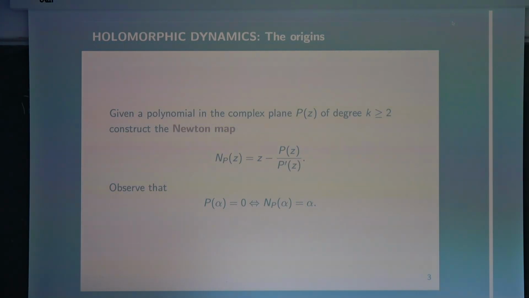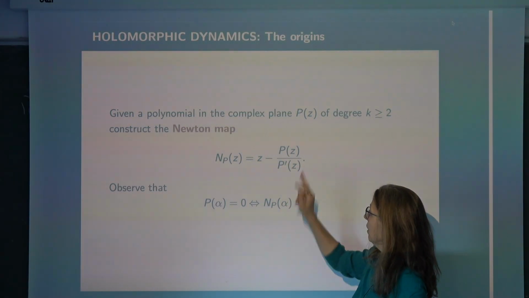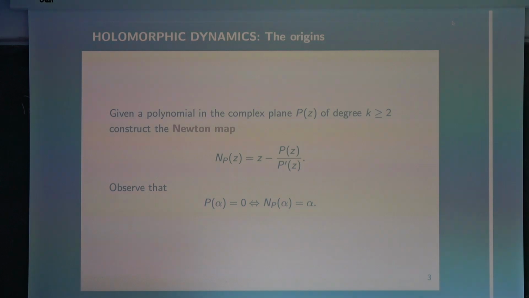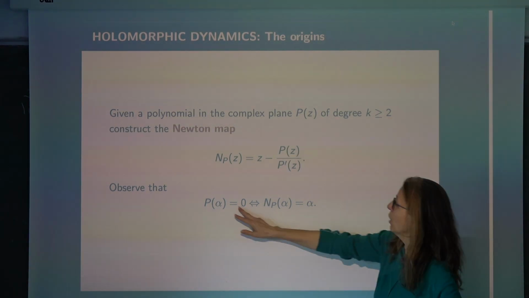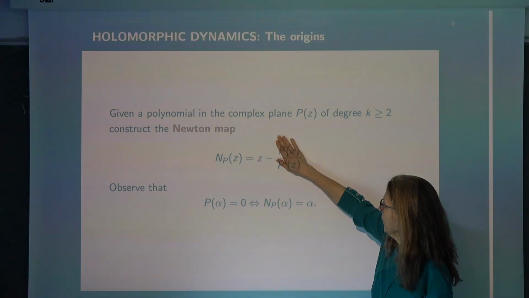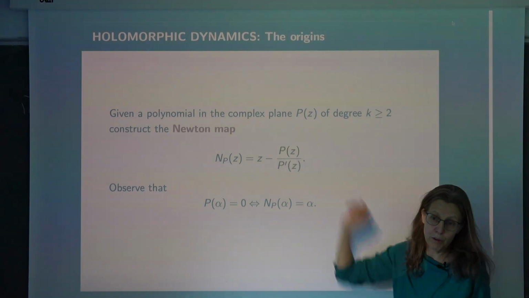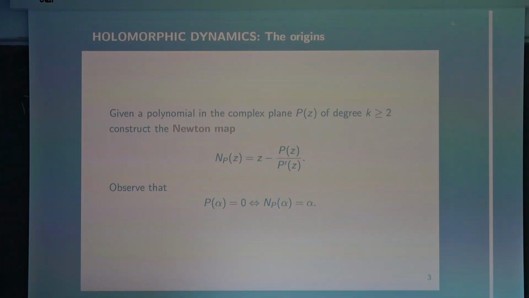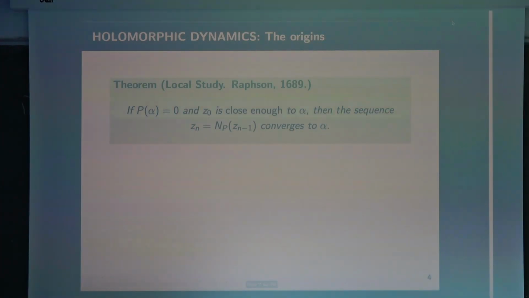You take some polynomial of degree greater than 2, and this is the map he considers in order to get the fixed point of P. If you have a root of P, it's the same as having a fixed point for the Newton map. And a fixed point you can get by an iterative method, which is what he discovered. There is a theorem which proves this, and you can prove it with elementary analysis.